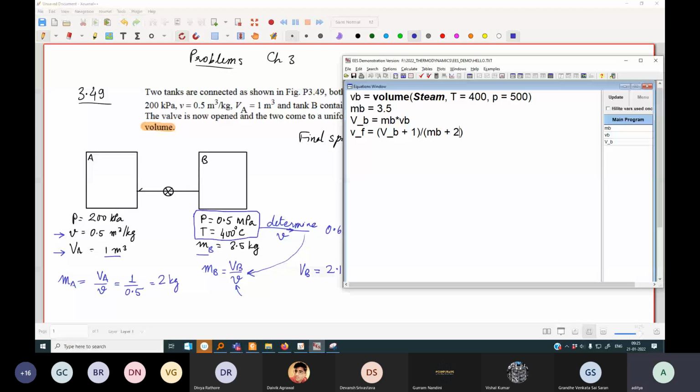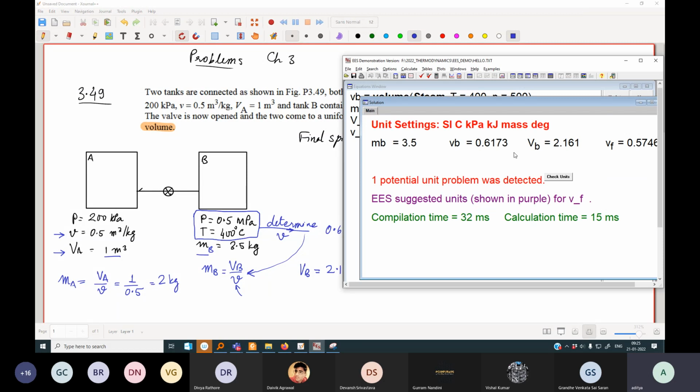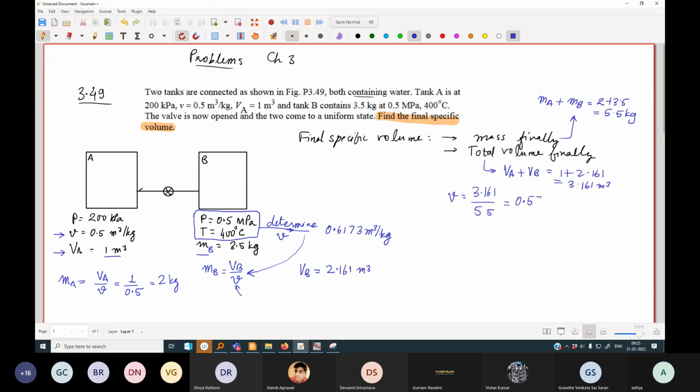VF comes out to be 0.5746. I've just used it as a calculator, okay? Don't be confused about what I'm doing over here. 0.5746 meter cube per kg. Okay, so first of all, is the logic of the problem clear? Yes, sir.